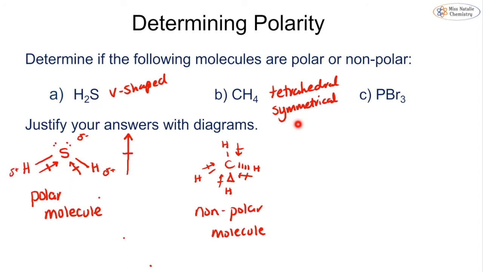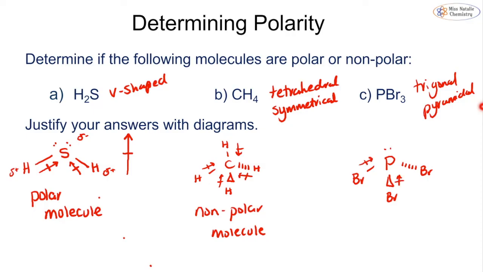And for PBr3, this would be similar to NH3. So this is going to be trigonal pyramidal. So I've got the phosphorus with my lone pair, and I have my Brs. And I am going to get a polarity between the bonds. So these are polar bonds towards the phosphorus. And we see again, all of the dipoles are reinforcing one another. So I get an overall dipole, meaning that this is a polar molecule.